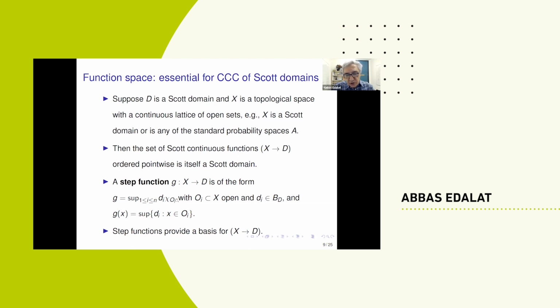So we require that they form a consistent set, that the supremum exists, and the supremum would be a step function. And the value of this step function at each point X is just taking all the DIs for which X belongs to the corresponding open sets OI and taking the supremum. So it's a simple construction. It allows for the construction of the function space, and it also gives a basis for this function space, and this leads to a Cartesian closed category.